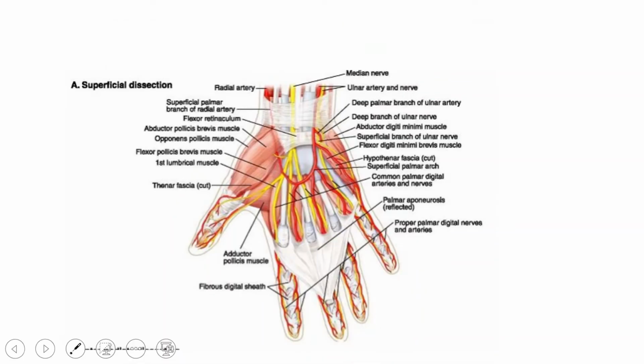So next, moving on to the relations of the median nerve in the palm. As we have already come across, this median nerve tends to be related to the flexor retinaculum in its proximal aspect, whereas in its distal aspect, the median nerve along with its branches tend to lie deep to the palmar aponeurosis.